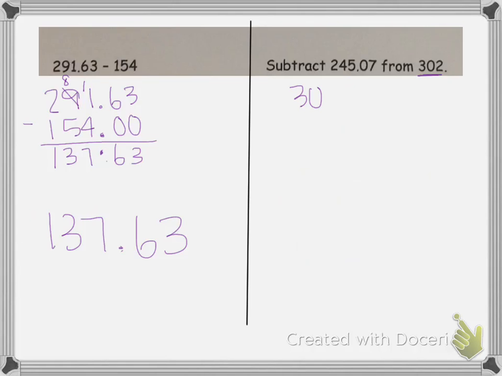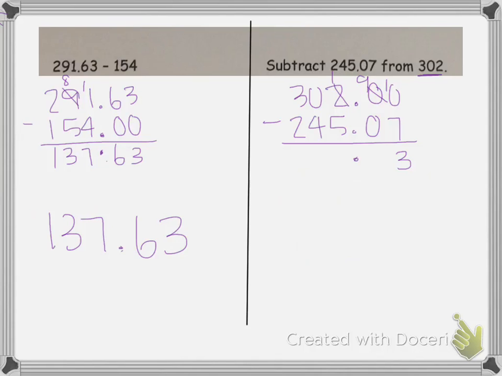So I'm doing 302 minus 245 and 7/100. So I'm lining up my decimals, adding zeros as placeholders, and now I can subtract as usual. This is going to involve some borrowing because 0 minus 7, not possible. So I'm going to have to do some borrowing. Okay, so now I can do 10 minus 7 is 3.